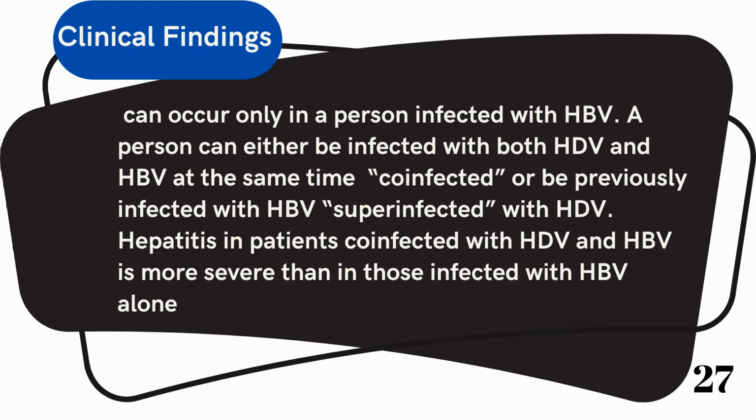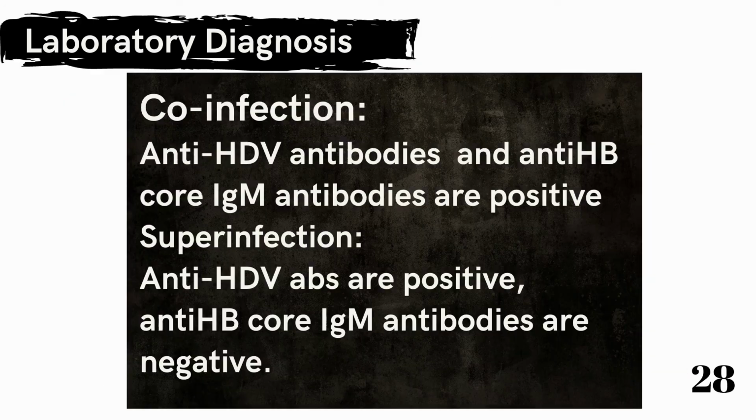Clinical findings can occur only in a person infected with hepatitis B. Because it is alone, it is useless, or unable to cause infection alone. It needs a helper, and this helper is hepatitis B virus. A person can be infected with both hepatitis B virus and hepatitis D virus at the same time, and this is called co-infection. Co-infected means they have two hepatitis viruses at the same time. Or the person may be infected before by hepatitis B virus and then super-infected by hepatitis D virus.